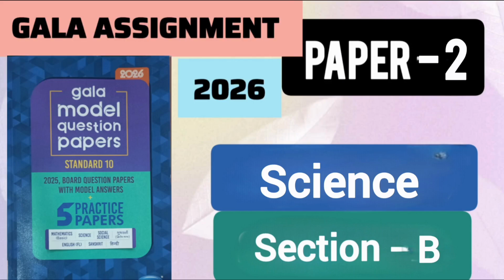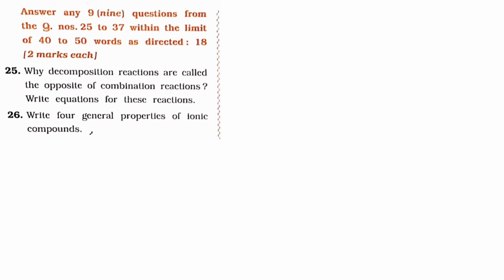Science paper 2 section B. Instructions: answer any 9 questions from question number 25 to 37 within the limit of 40 to 50 words as directed, and each question is of 2 marks each.